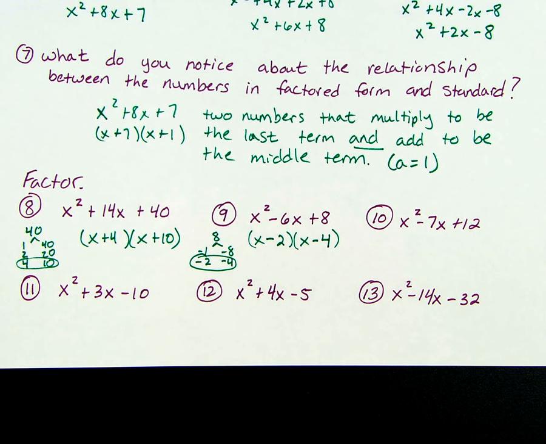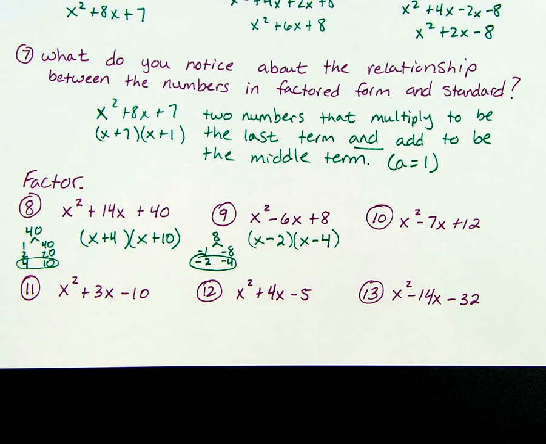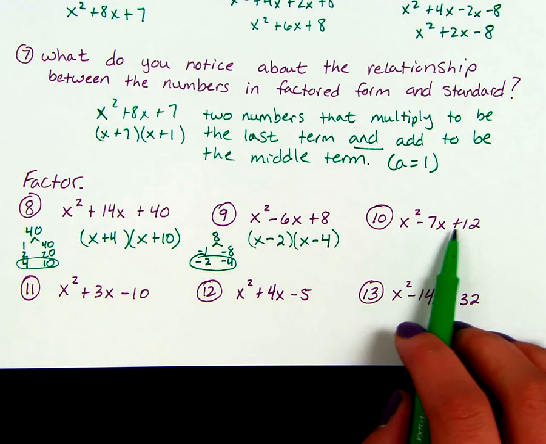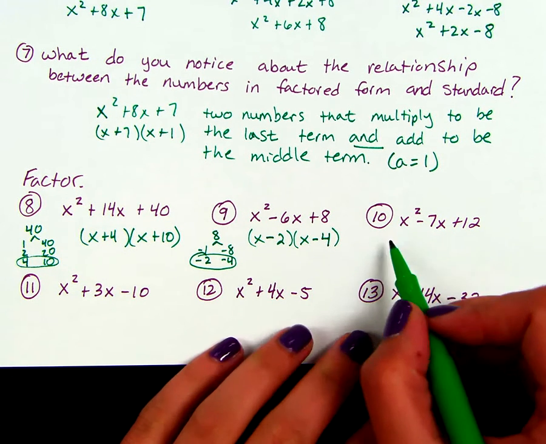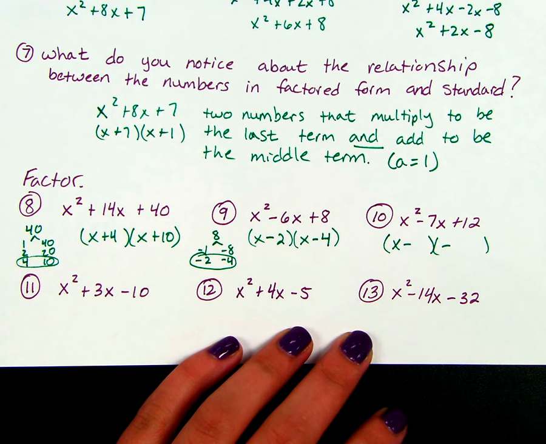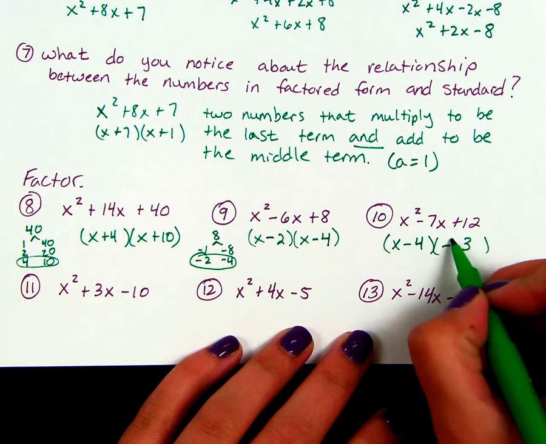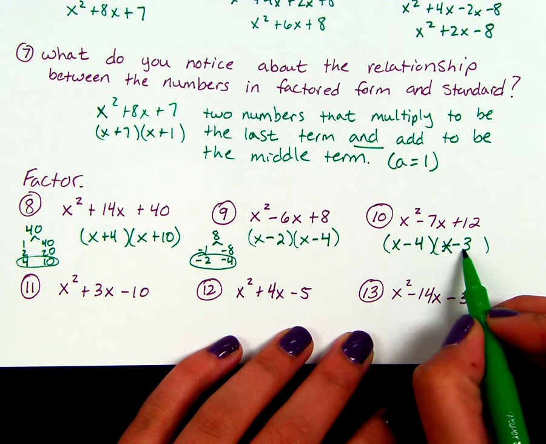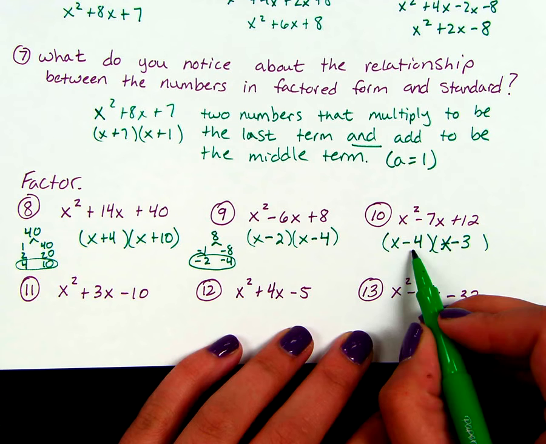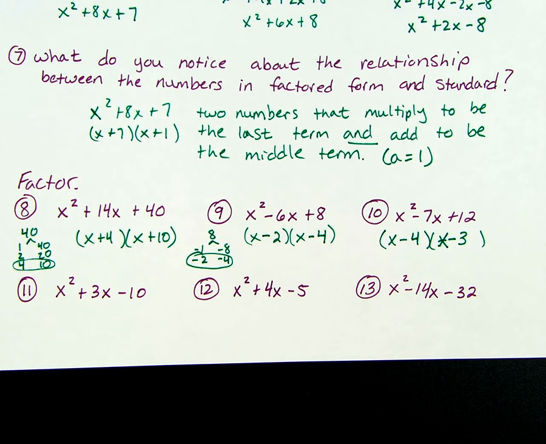All right, same thing with 10. We're looking for two numbers that multiply to be +12 and add to be -7. Since we multiply to be positive and add to be negative, our signs have to be negative for both of our numbers. And then we would want to choose 4 and 3. So -4, oops, x here. So -4 times -3 is +12. -4 plus -3 is -7. So that would be our factored form. Again, if you get stuck, list your factors off to the side and find the pair that works.